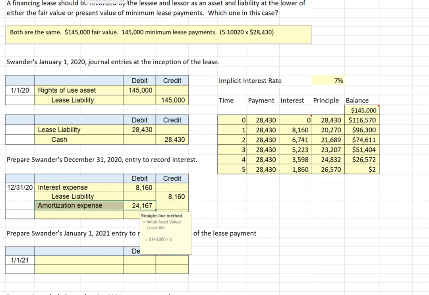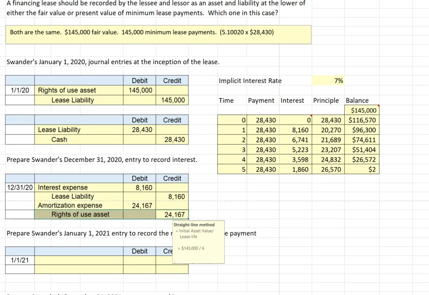We also need to record amortization expense at this point in time of $24,167. That's the rights of use asset of $145,000 spread over a 6-year period. We debit amortization expense and, of course, credit the rights of use asset. Normally we would credit accumulated depreciation, but typically we do not record accumulated amortization on a rights of use asset. We directly reduce the asset.